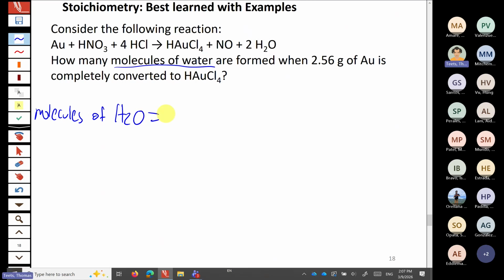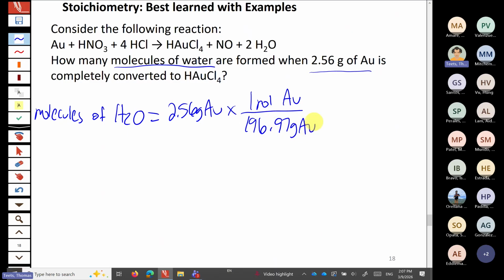And then we start with what we're given. We're told that 2.56 grams of Au, gold, is reacting. So our first step is going to be to convert whatever we're given into moles. Can't think of a stoichiometry problem where that wouldn't be the case, unless you're already given moles directly, which we're not here. So we use the atomic mass of gold from the periodic table. It's an element, so we can look that up to convert to moles.